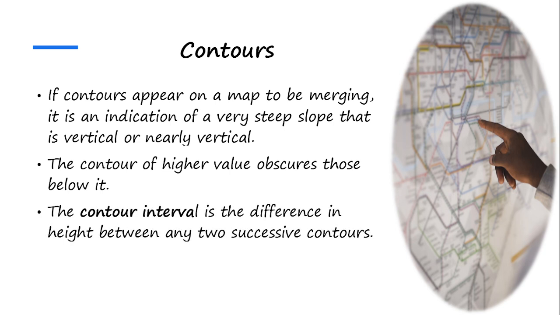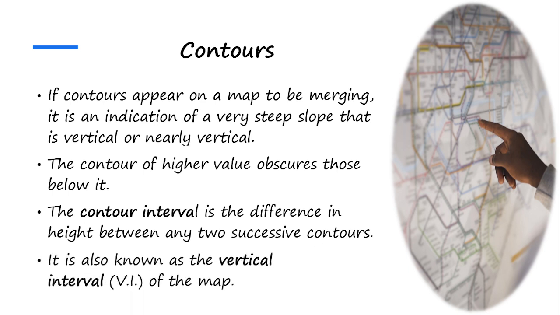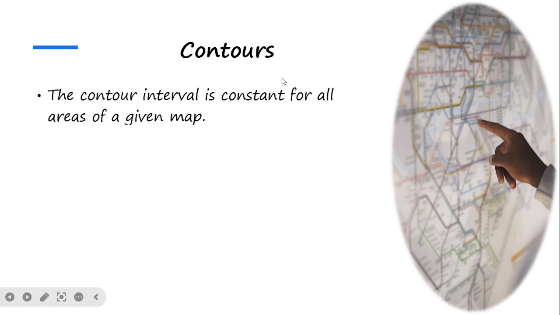And the contour interval: this is the difference in height between two successive contours. So you can see this term, contour interval. This is just the difference in height between the two successive contours. It is also known as the vertical interval of the map. The contour interval is constant for all areas of a given map. So when a certain contour interval is given for the map, it is constant for all of the areas within the map.